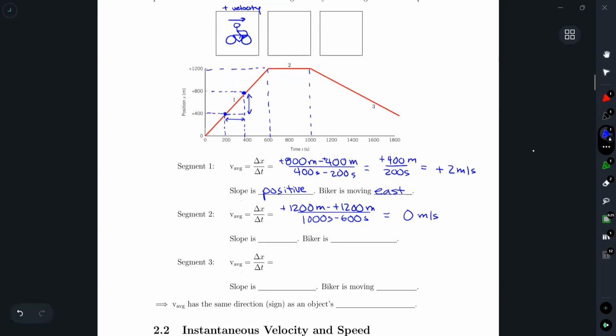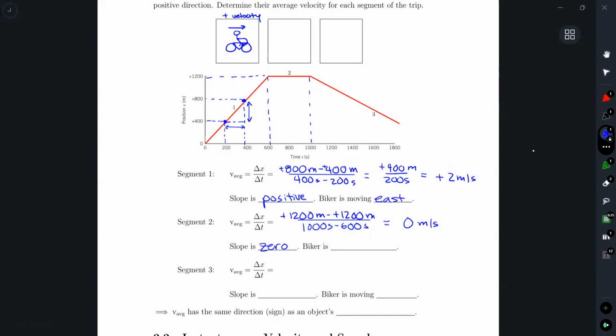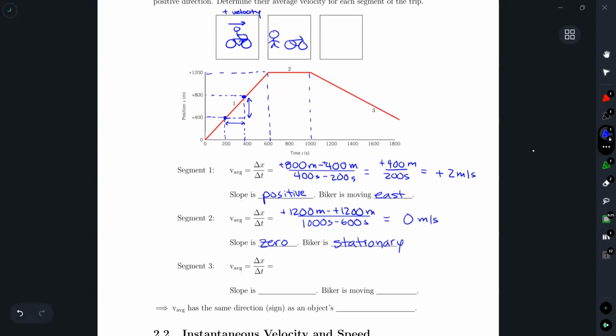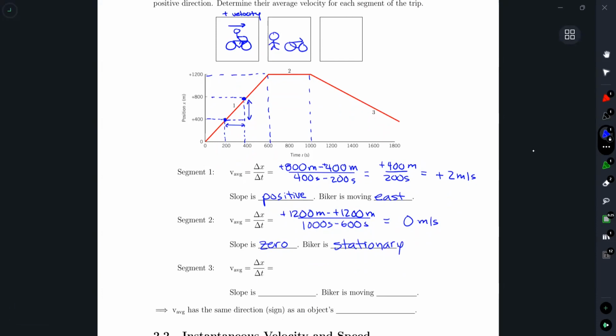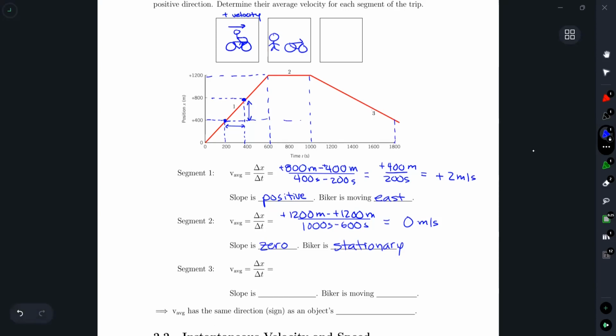Okay, so my slope there was 0. What's this guy doing? Stationary. Yeah, he's just sitting there. He's chilling. All right, now for segment 3, we'll just do it real fast. So if I just pick 2 points, maybe like 1,800 seconds, that puts him at 400 meters. That's his final position. And let's say this one right here, that's at 1,400 seconds.